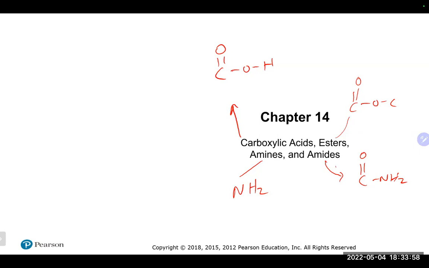And again, those are all obviously the functional groups for each of these guys. Remember, you should be familiar with what the functional groups are. It helps you recognize what you're dealing with. It should also help you recognize how to name things as well.